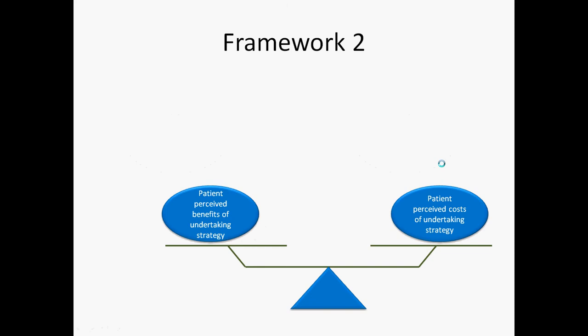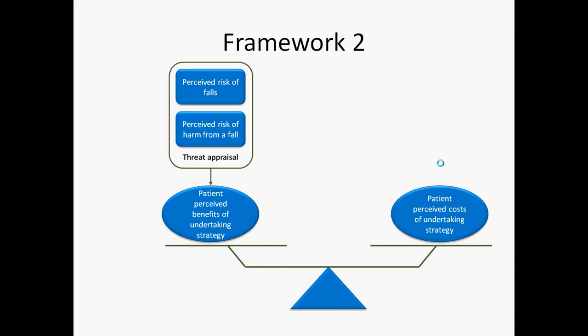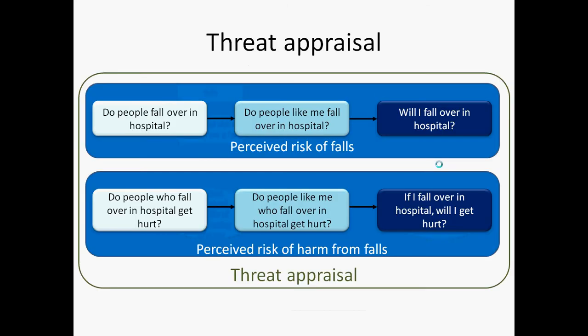Now, if we look at the different factors that might impact upon perceived benefits and perceived costs, the first one that I'll focus on is that of threat appraisal. Threat appraisal is a combination of the perception that somebody is at risk of falling over and the perception they're at risk of hurting themselves if they were to fall. To me, there is a hierarchy of threat appraisal that you can explore with your patients.